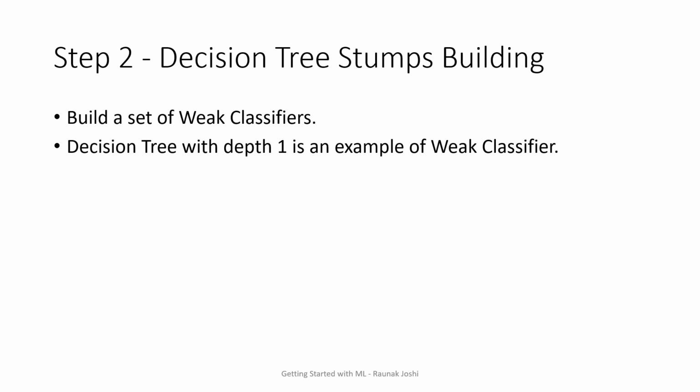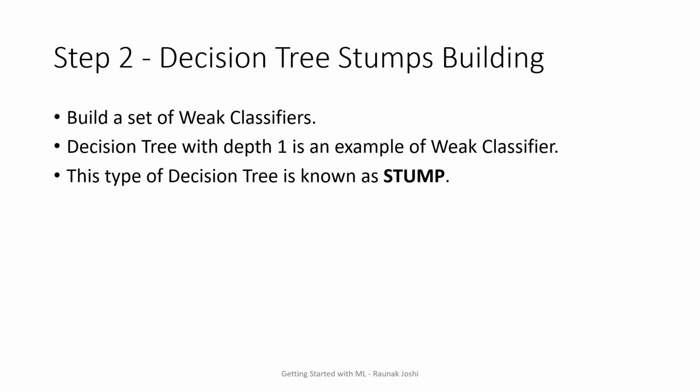A decision tree with a depth of 1 is an example of a weak classifier, since you cannot move ahead with the classification. Depth 1 is the most basic kind of tree, where there is 1 root and 2 nodes, and both the nodes are leaf nodes. This type of decision tree is known as a stump.